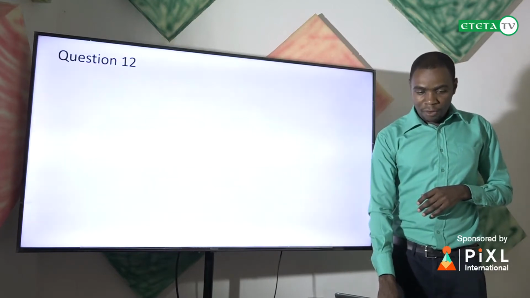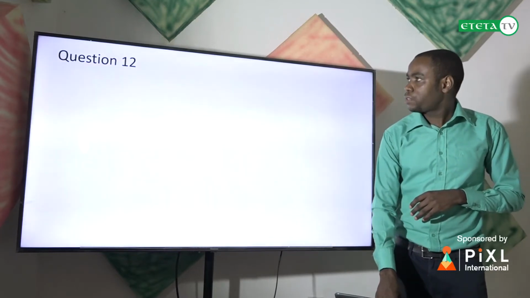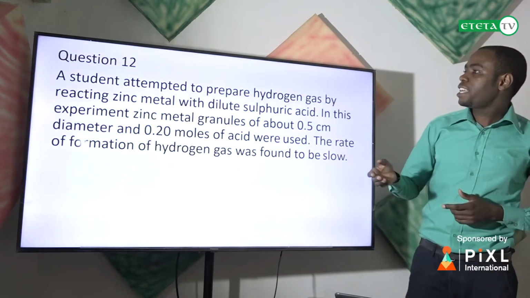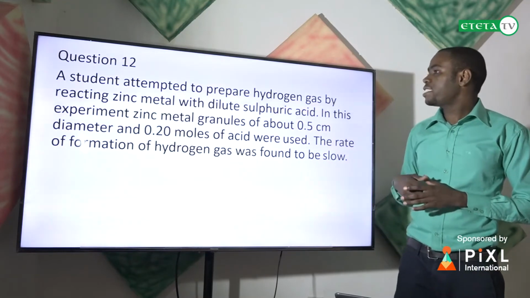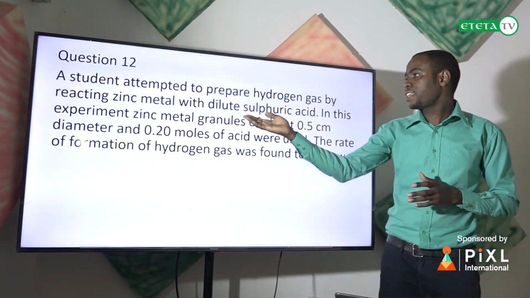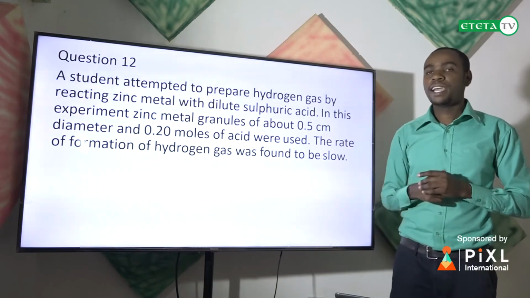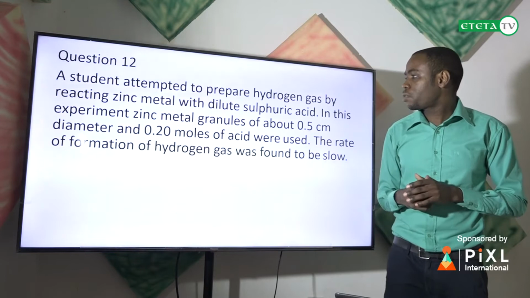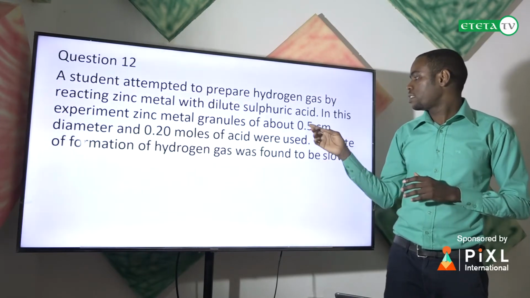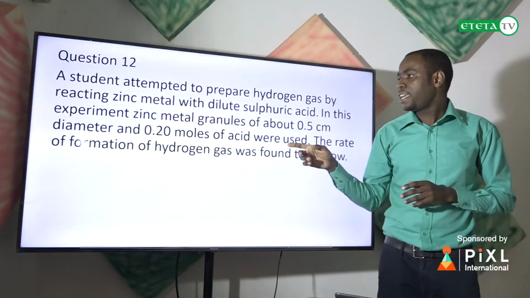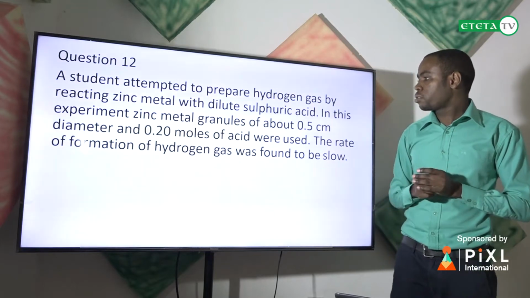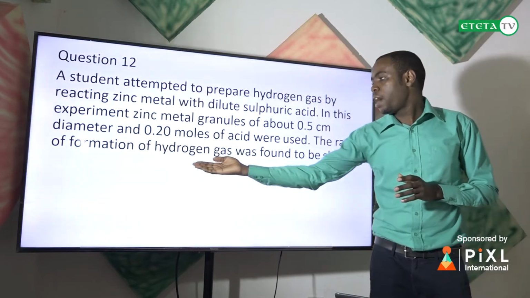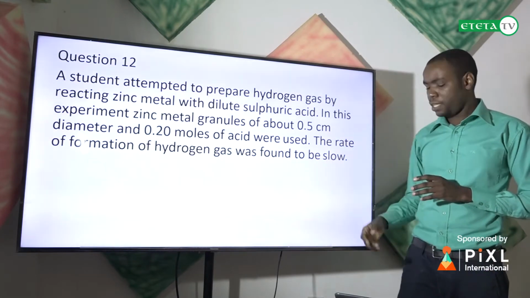After that, now let's look at question number 12. The question states, a student attempted to prepare hydrogen gas by reacting zinc metal with dilute sulfuric acid. In this experiment, zinc metal granules of about 0.5 centimeter diameter and 0.20 moles of acid were used. The rate of formation of hydrogen gas was found to be slow.